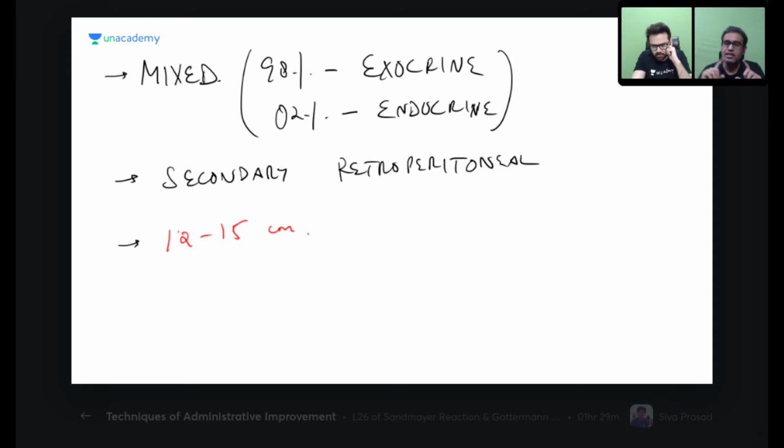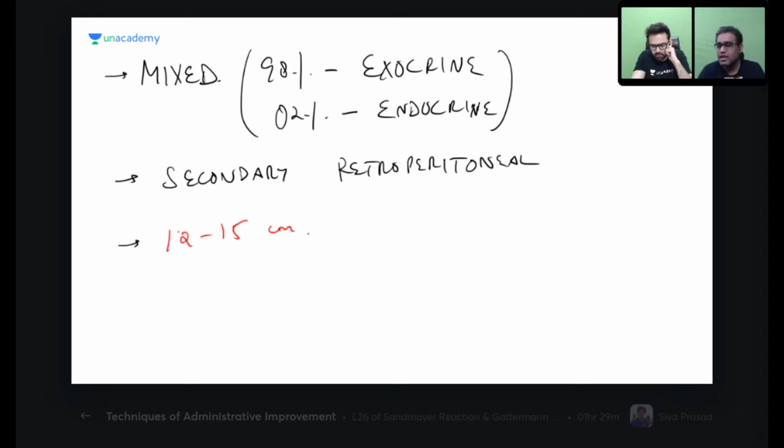Why? Because embryologically, in the abdomen everything is embryology. So it is secondary, so it is lying in front of the kidney and the kidney is behind it. Like duodenum is also secondary retroperitoneal. It would be at the same level as the pancreas, and the duodenum is also in front of the kidney.